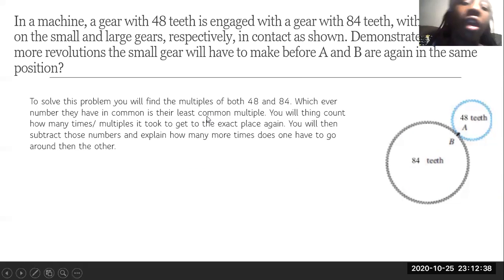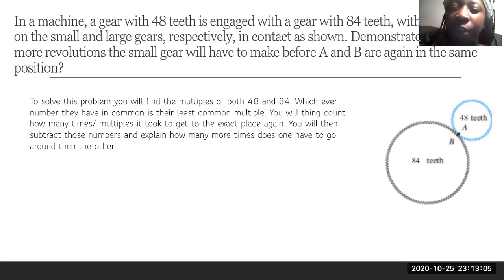Now for the 14 and the 84 teeth. What we try to do is find out how many times it will take for it to go into the exact same spot as it already was. So the easiest way to solve this would be to find the multiples of each. Basically, find the least common multiple.